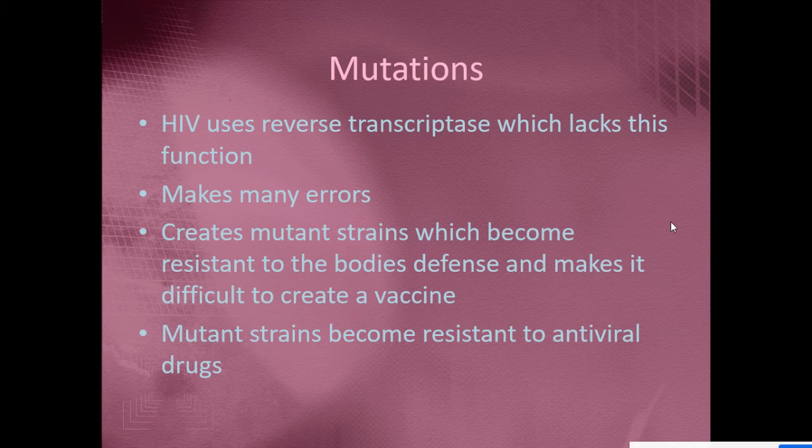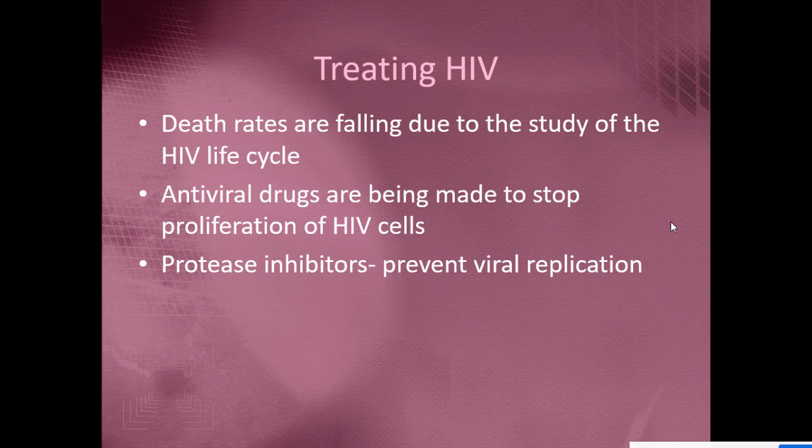Mutations. So HIV uses reverse transcriptase, which lacks this function. It's going to make many, many errors. There is no checkpoints. It creates mutant strains which become resistant to the body's defense, and it makes it difficult to create a vaccine, which is why we don't have one yet, but we do have treatments. Mutant strains become resistant to antiviral drugs.